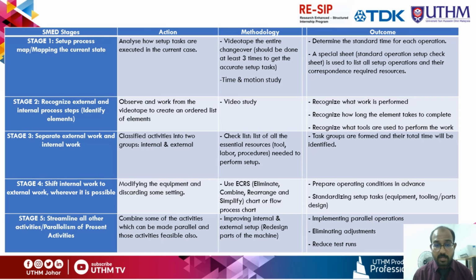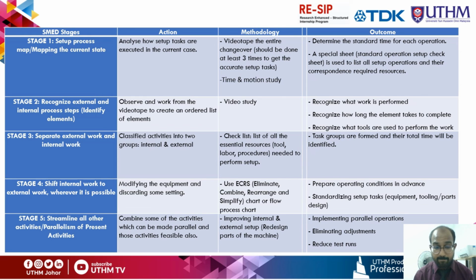This should be classified into 2 groups, internal activities and external activities, and this can be done by having a checklist. The outcome is that the task groups can be formed and their total time can be identified easily. Stage 4 is to shift the internal work to external work wherever possible, like modifying the equipment and discarding some settings. This can be done by using SolidWorks software to redesign some parts of the machine. The methodology can also use the ECRS chart, which is eliminate, combine, rearrange, and simplify. By doing this, we can prepare operating conditions in advance.